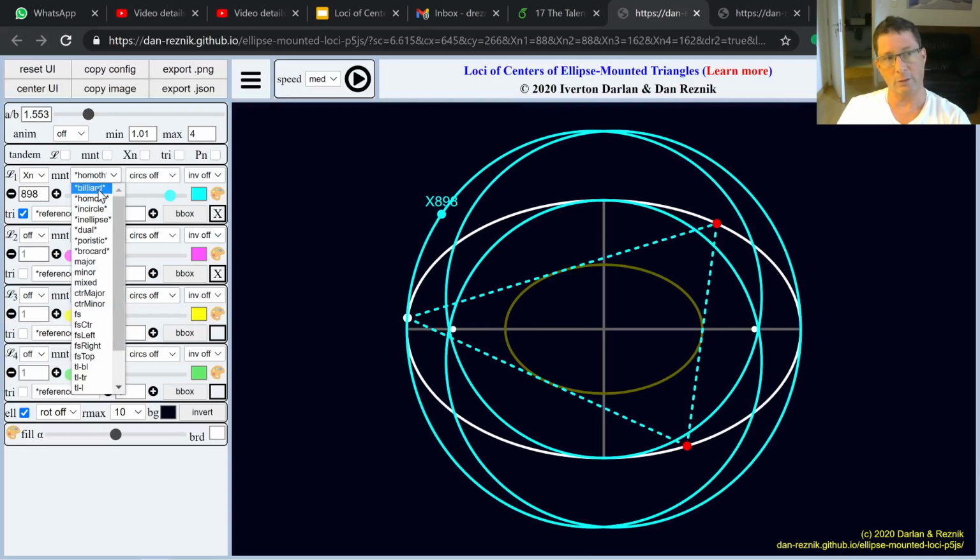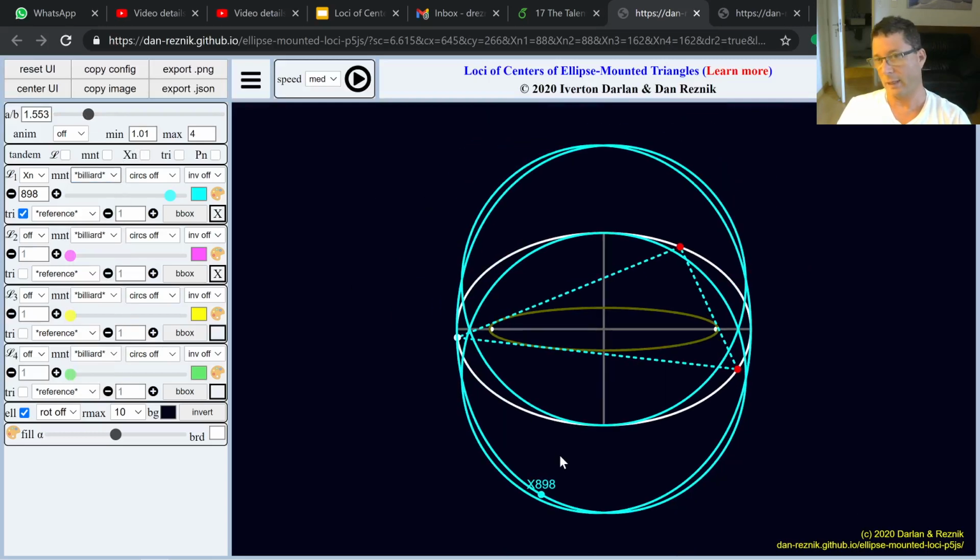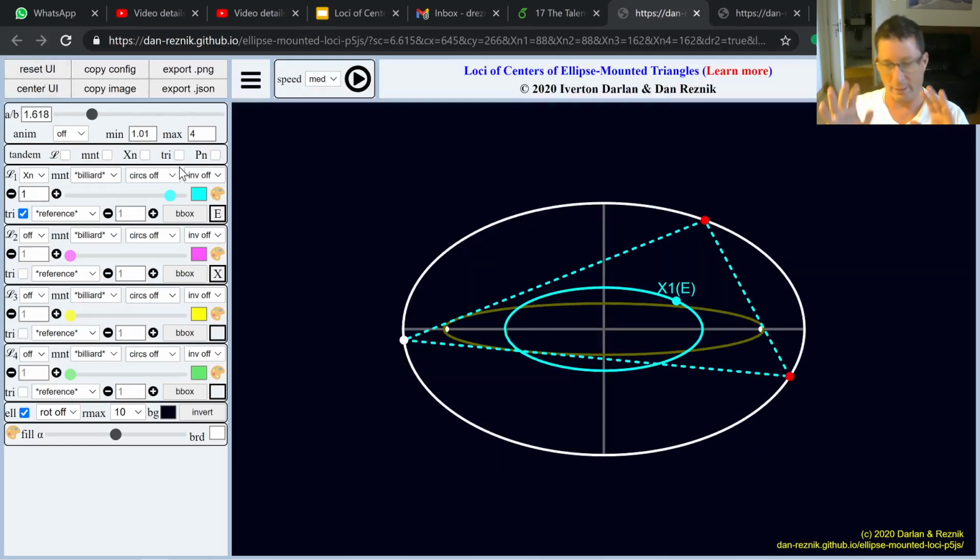I can go back to the billiard triangles, and I can look at the locus of 898 and so forth and so on. So you can actually set the triangle center that you're going to be looking at from 1 all the way to 1000. Okay, so that gives you quite a bit of power. All right, so let me hit this reset UI button here, and let's go back to our default.